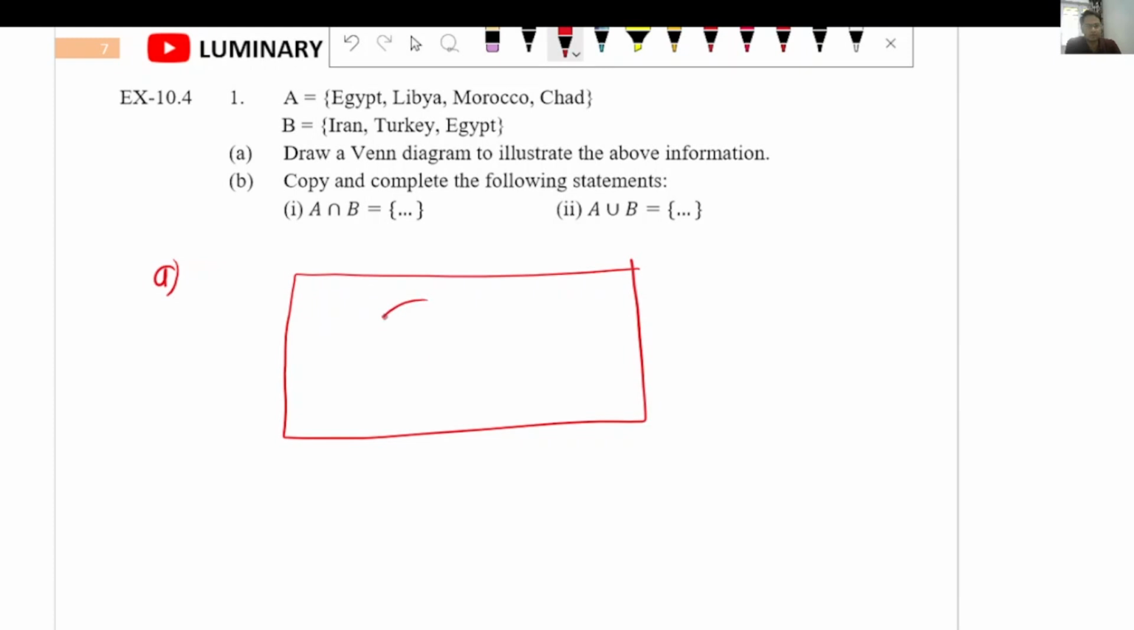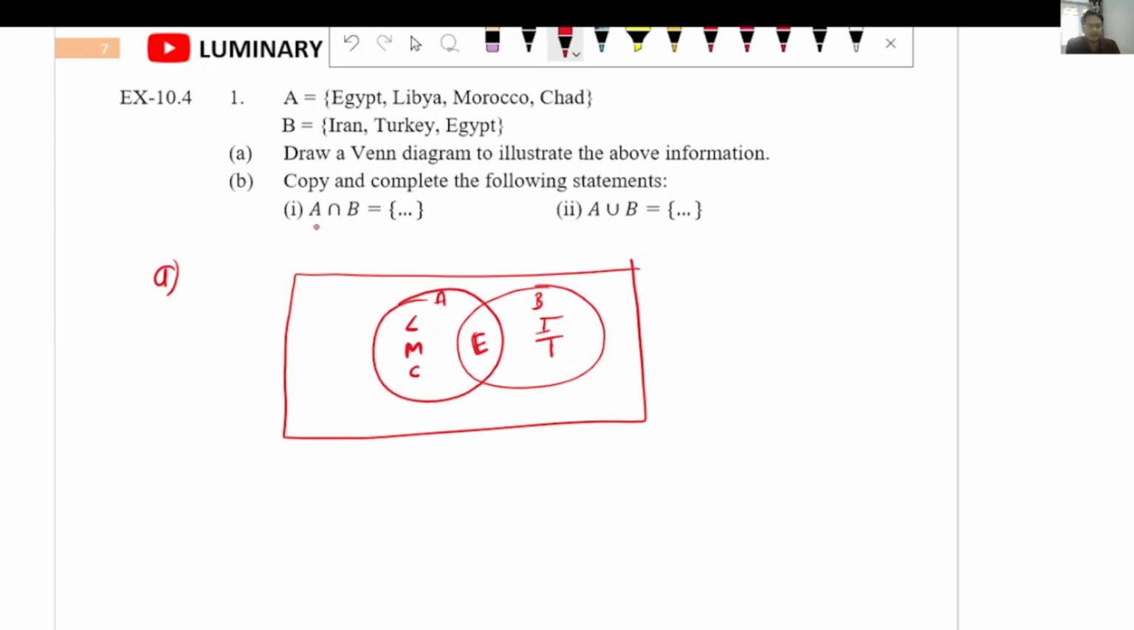This is a Venn diagram. This is set A and this is set B. Now I'll be writing the names of the countries. So Egypt, obviously it is coming in both the sets, so I'll be writing Egypt as E here. Libya in set A, Morocco in set A and Chad in set A, and here Iran and then Turkey, and Egypt is already there. So Iran and Turkey I wrote here.